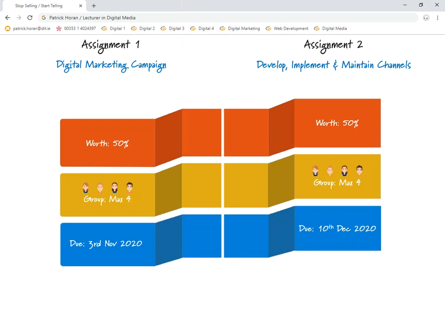And finally, assignment 1 is due on the 3rd of November, and assignment 2 is due on the 10th of December. Just to reiterate, once you submit assignment 1, I will get it back to you normally within a week, and you can resubmit that assignment at any stage you want up until the 10th of December.